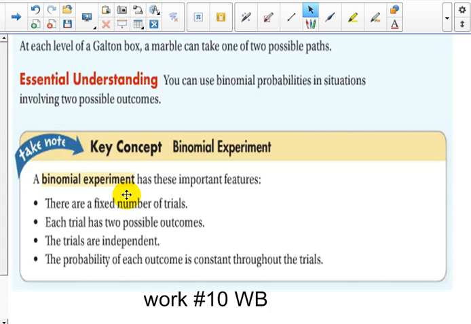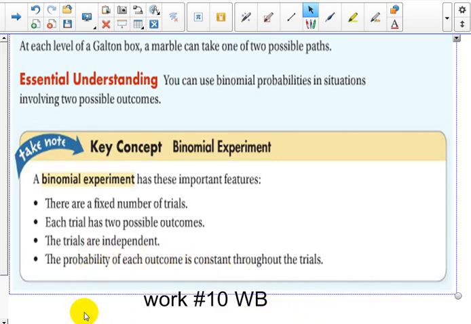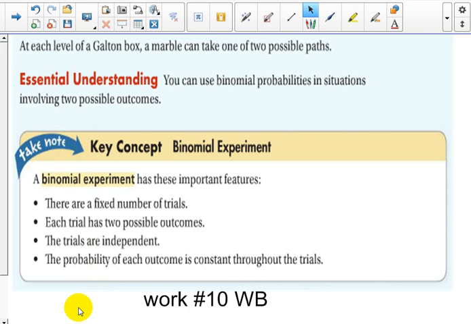A binomial experiment has these important features. It has a fixed number of trials. Each trial has 2 possible outcomes. The trials are independent, and the probability of each outcome is constant throughout the trials. So if you will look at your worksheet that you've ripped out and look at number 10 and answer that multiple choice question, and I'm going to get the door.